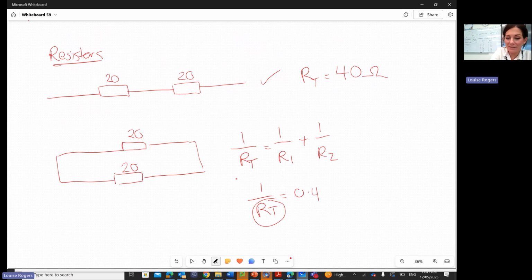So remember that last little step to get the total resistance, because some people just forget it and think that it's going to be 0.4 and it's not. So take care with that.